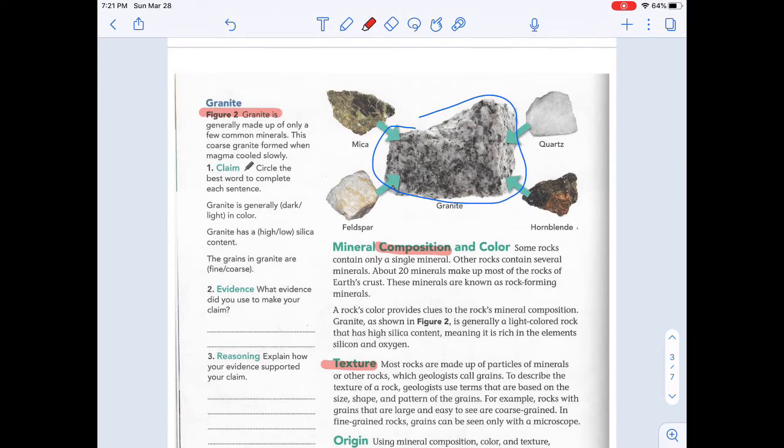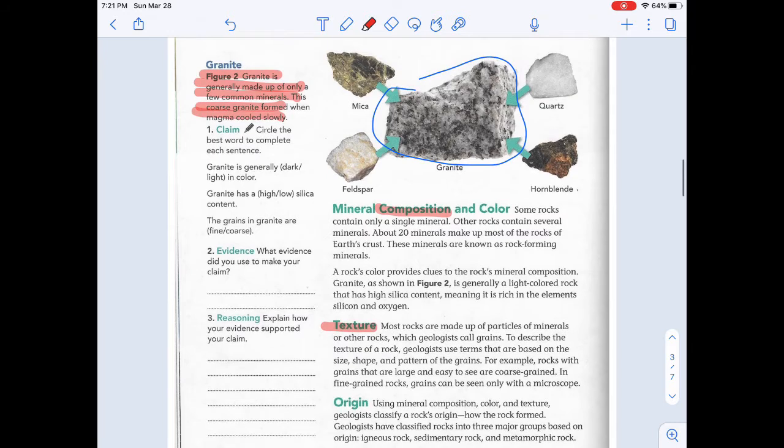It says granite is generally made up of only a few common minerals. This coarse granite formed when magma cooled slowly. Circle the best word to complete each sentence. So if you read this page and look at the picture here, you should be able to complete the questions here. So it says claim, circle the best word to complete each sentence. Granite is generally a dark or light in color.